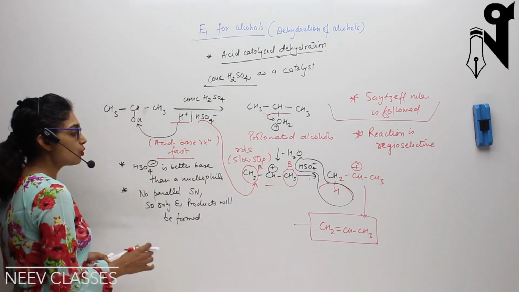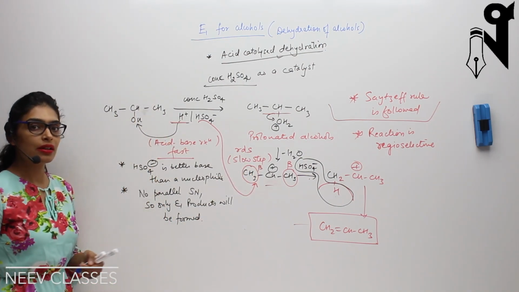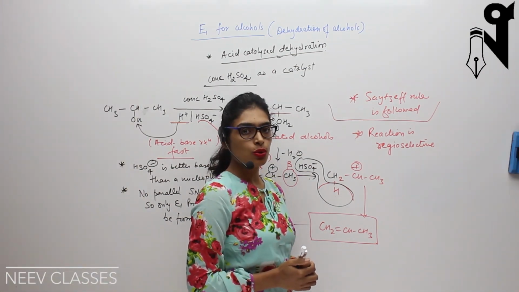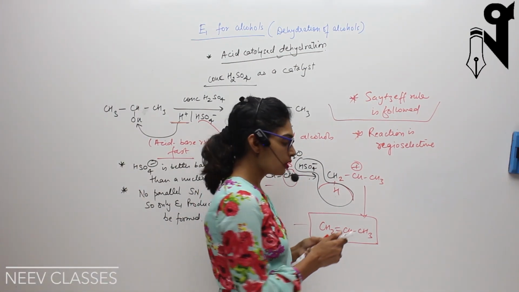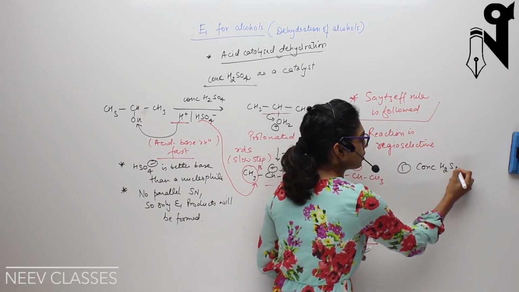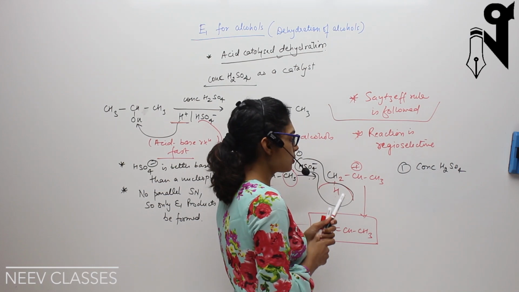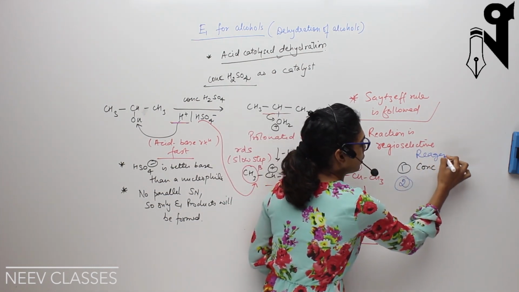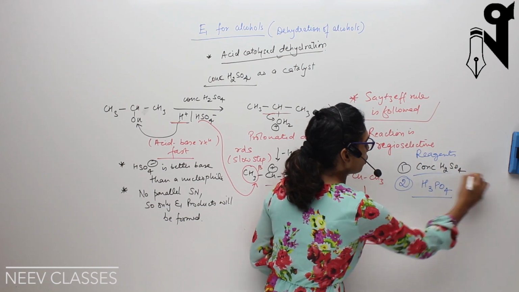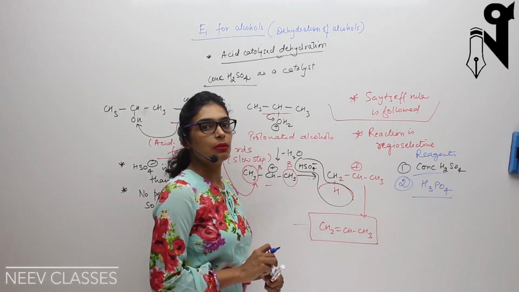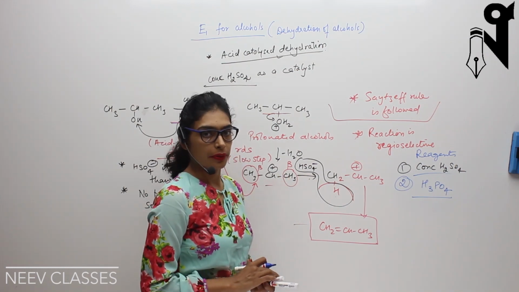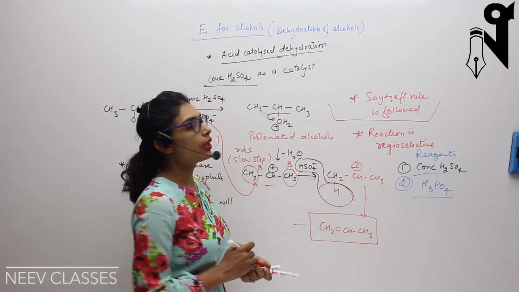HSO4- is a better base than a nucleophile, hence the reaction will go through only E1. Apart from concentrated H2SO4, what other reagents can we use? One we already know, concentrated H2SO4, and the other reagent we can use is H3PO4. H3PO4 will also do the mechanism in a similar way and will give us the Saytzeff product as the major alkene. Okay, this is about our E1 reaction for alcohols.